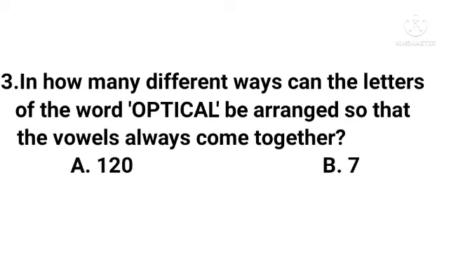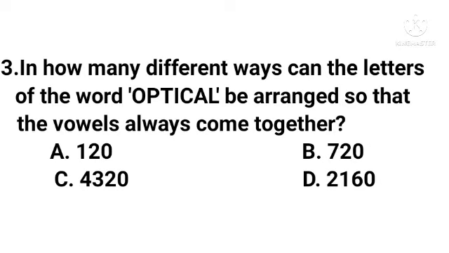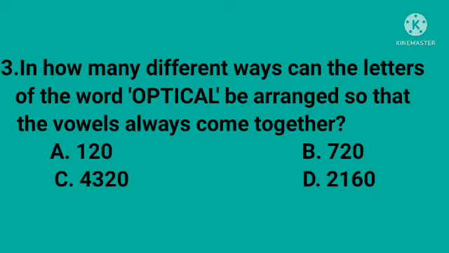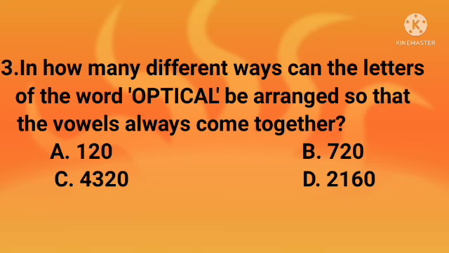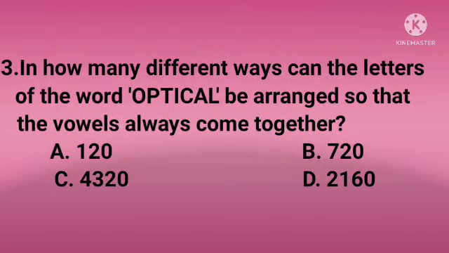The third question says: in how many different ways can the letters of the word OPTICAL be arranged so that the vowels always come together? The question asks for the number of ways to arrange the word, but the vowels must come together. Looking at the word, there are three vowels: O is a vowel, I is a vowel, and A is also a vowel. These come together.